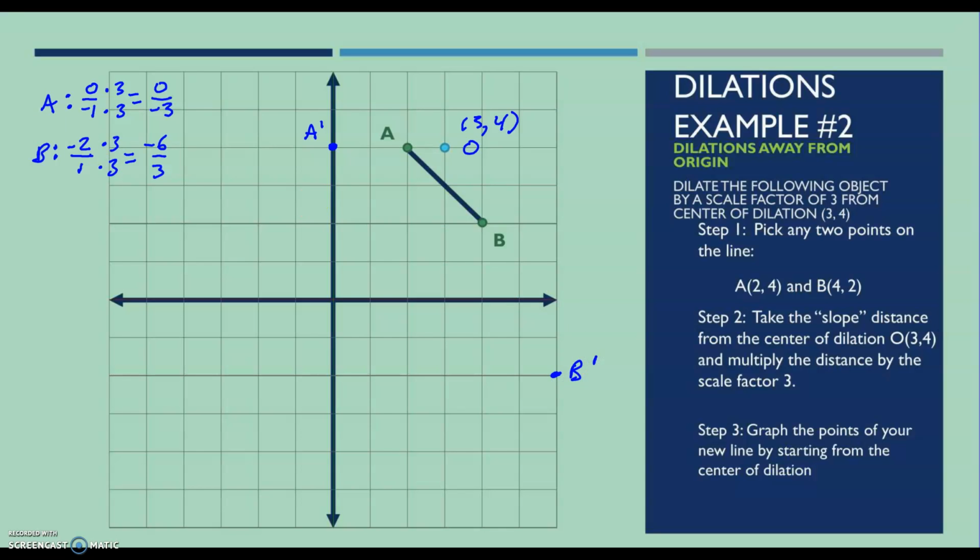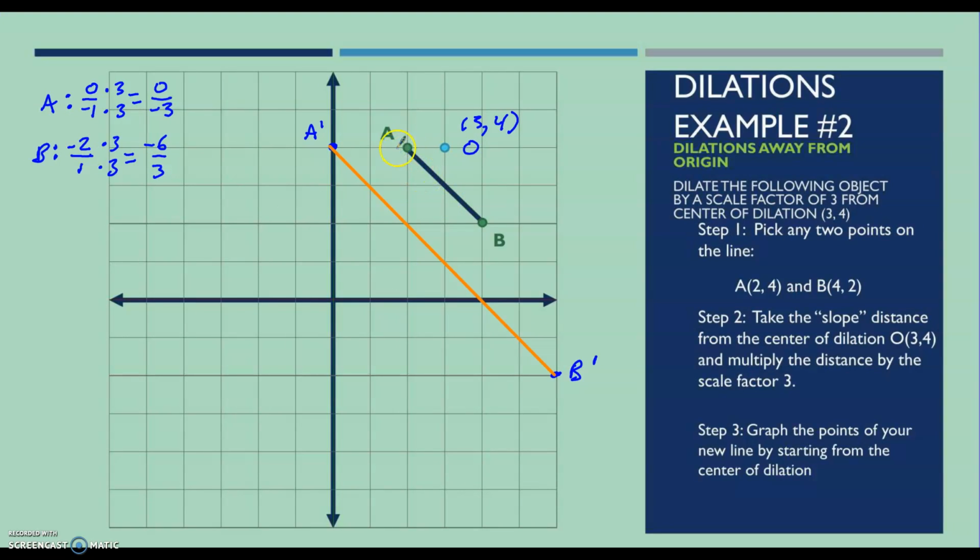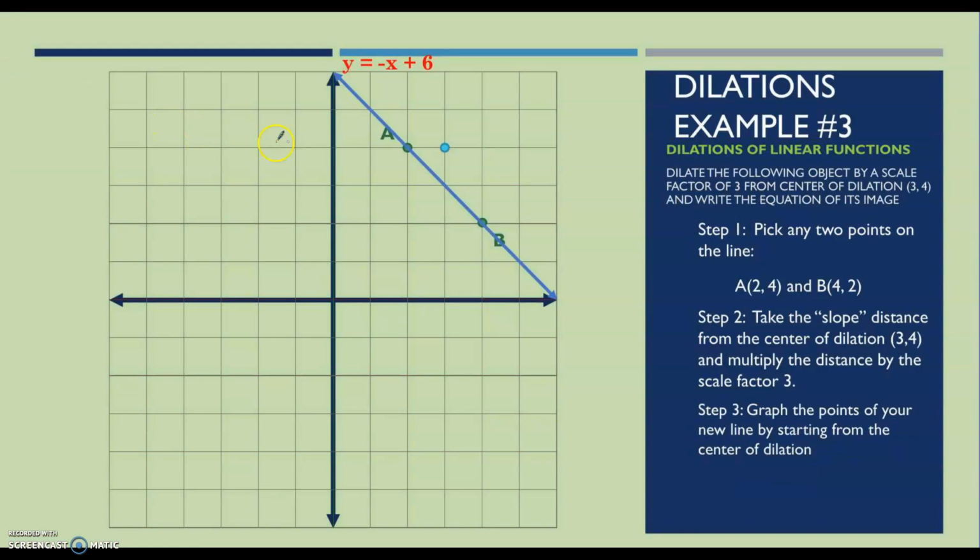So the only thing that's left to do is to simply connect my 2 points. Now, again, you'll notice that AB is parallel to A prime, B prime. So that lets me know that I'm on the right track. Now let's take a look at another example that's similar to the last one that we just did. What if I want to dilate functions, and in this particular case, a linear function? Well, the process is really no different. If I take a look at this line, I do the same thing as I did before.